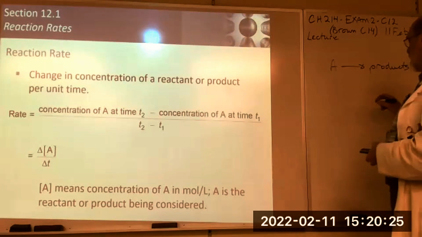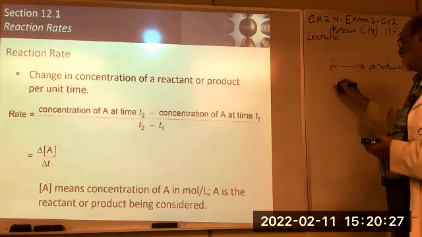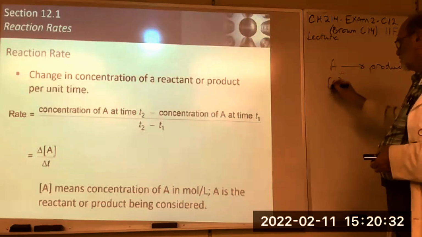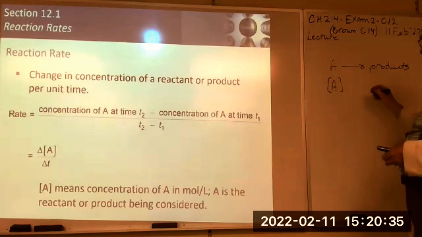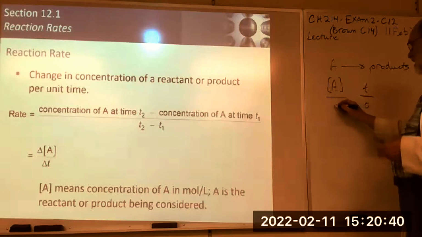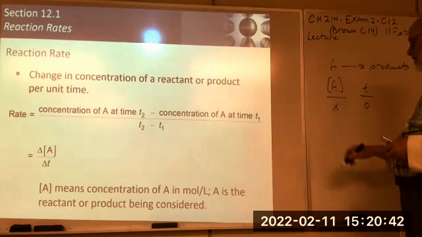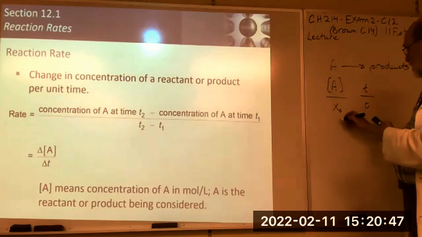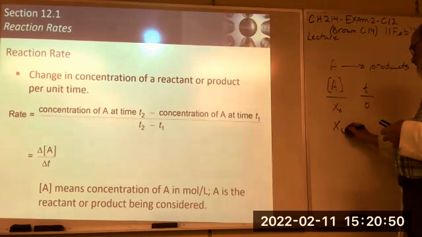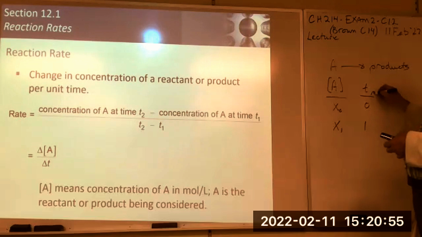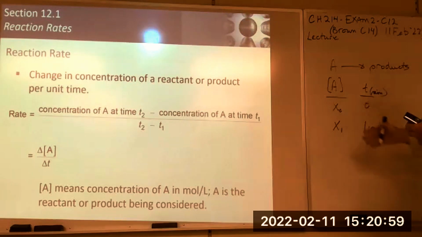and then we say, all right, what's the concentration of A at time? And we use square brackets to mean concentration. So the concentration of A at time 0 would be a certain amount, right? X0. And then later on, we measure the concentration of A at whatever time 1 is. Let's just say minutes. Okay, after a minute, you've got this much.